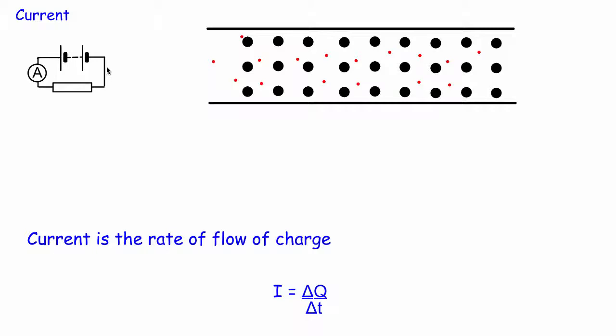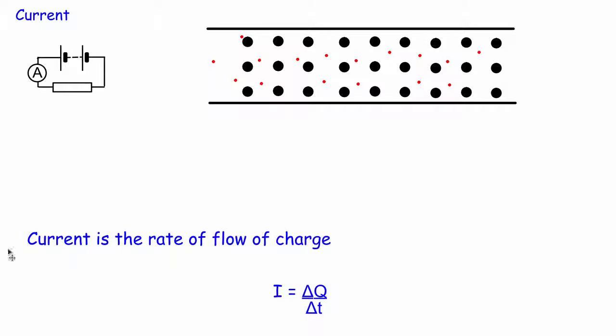So we can start off with current. If we zoom in on this bit of the circuit, then we could imagine that our wire looks like this. These are the ions. So if this is a copper wire, these are copper ions, and because this is a metal, it's got delocalized or free electrons, and they're basically free to be able to move wherever they want, which is why this thing is a conductor. Now, as soon as we connect this circuit up and we've got a source of potential difference, it causes a current to flow.